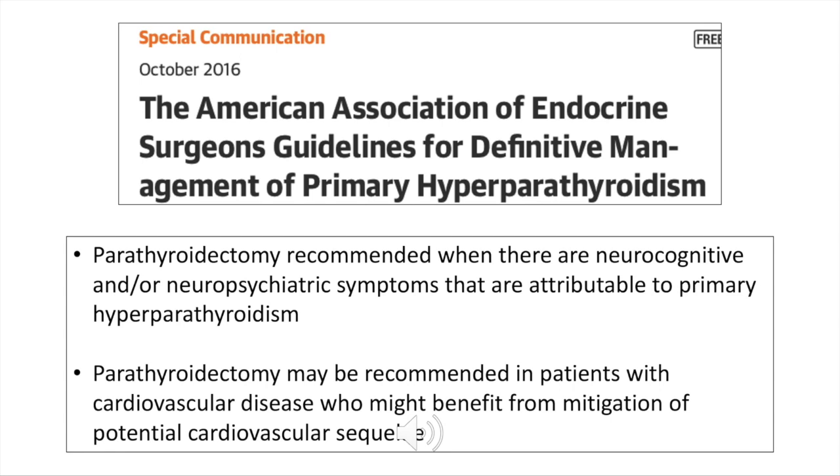And again, we can understand that there are some downstream consequences on the cardiovascular system that may not be reversed, but the progression may be alleviated following a parathyroidectomy.